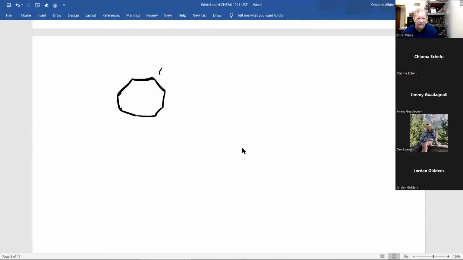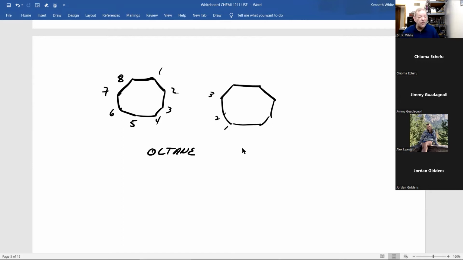This has 8 carbons. Not the best one. Let's see if I can do a better one. That's sort of better. Well, anyways, 8 carbons is octane. And it's a ring. Don't forget cyclo.